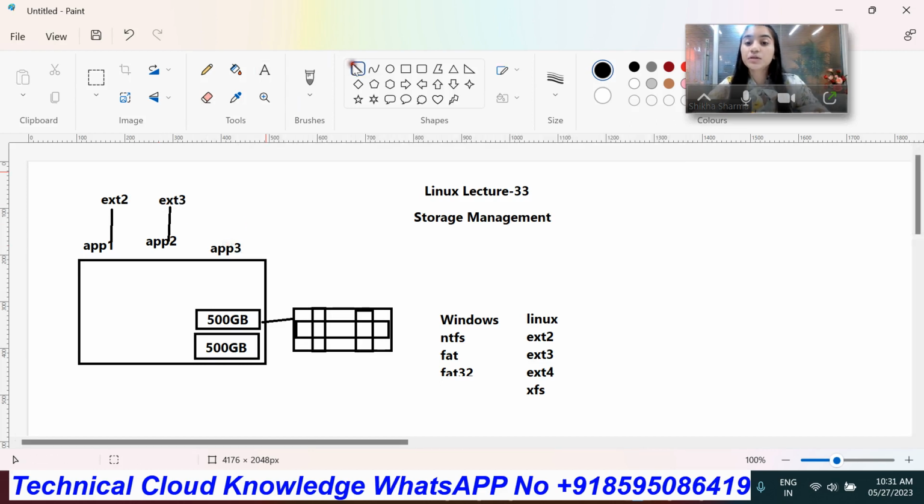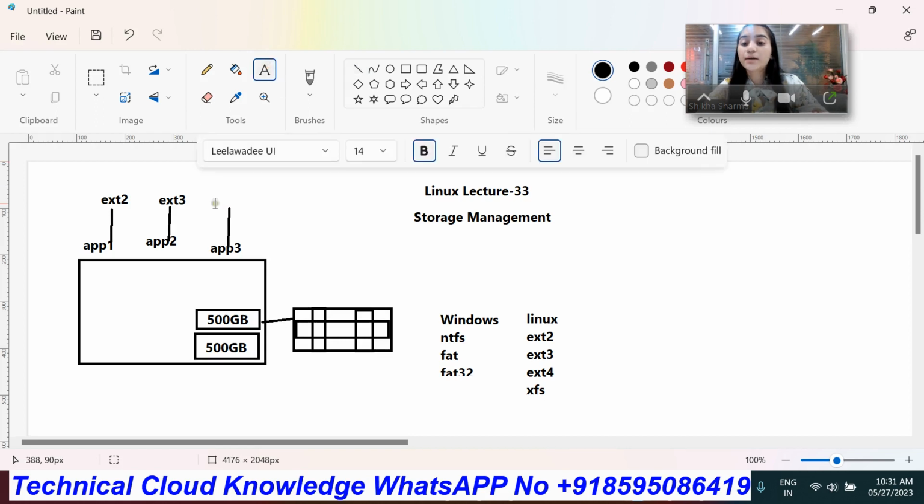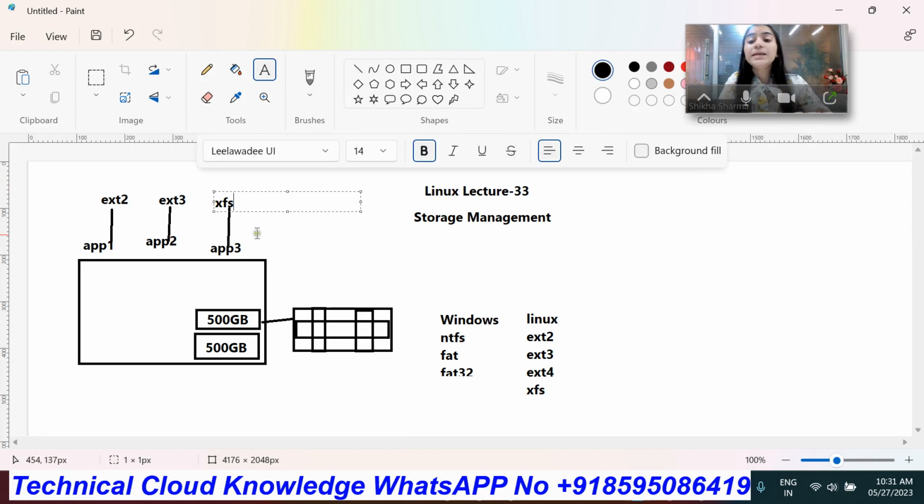Similarly, application 3 also wants an xfs hard drive. It wants a hard drive which is formatted with the XFS file system. So all these 3 applications have different demands. To fulfill all these 3 application demands, what do we need to do? We need to create 3 different hard drives on our physical server.